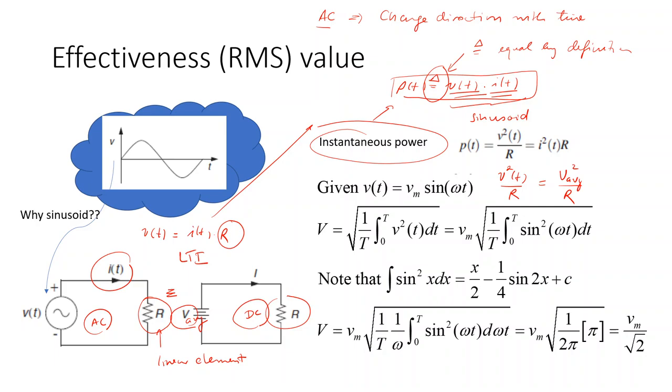So how would you achieve this? Is this not possible? Because the R is the same, you can cancel the R. This is a time function, the square of a time function, while V average is a constant. How on earth would you get the square of the time function to be the same as a fixed value? That is possible because the V here is what we call a periodic function, and you want to get the average of the periodic function.